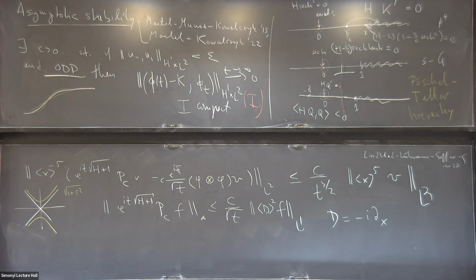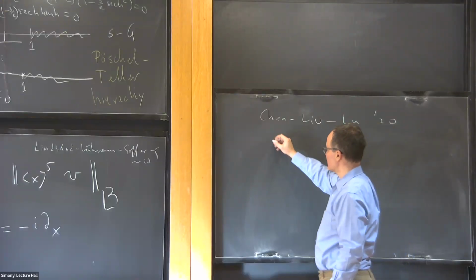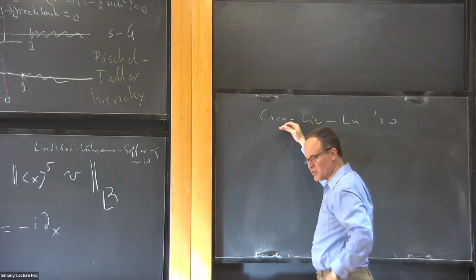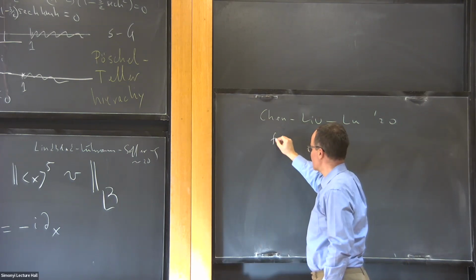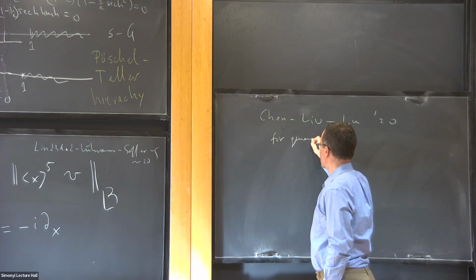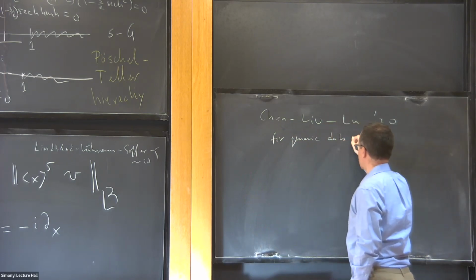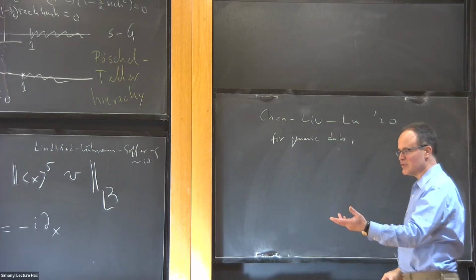Chen Liu Lu wrote a long paper where they applied complex methods: Riemann-Hilbert, D-bar, steepest descent, you name it. And so they obtained a striking result. One would think it had been done before. For generic data, they have everything. They have soliton resolution.